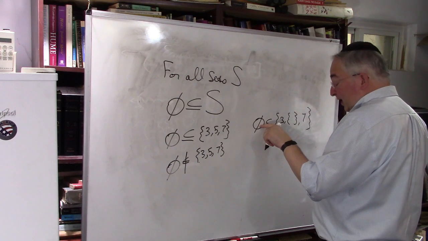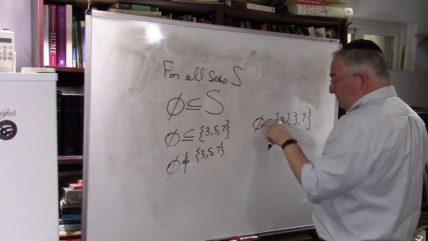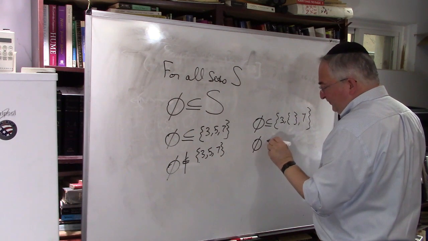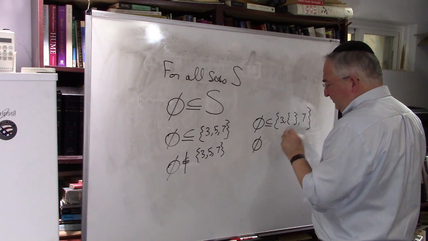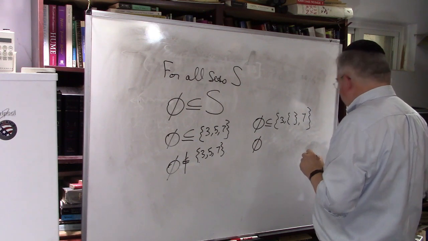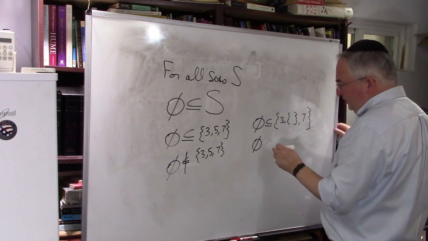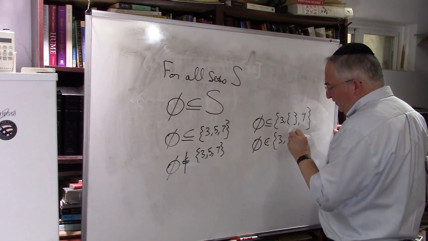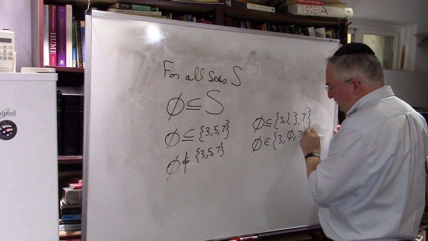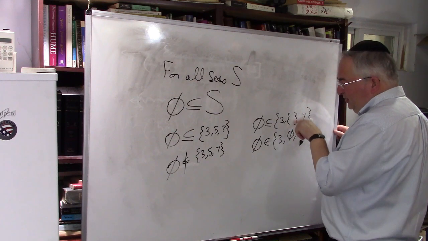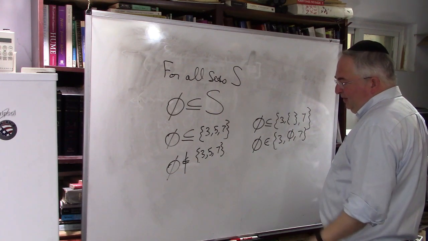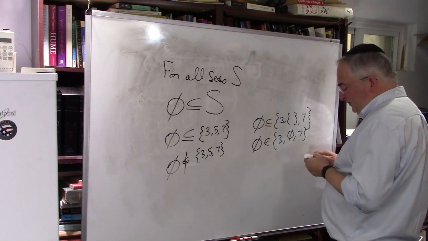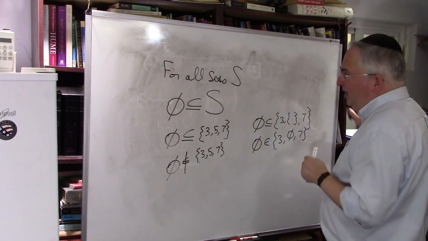This is, for all sets, the empty set is a subset of that. Okay, but in this case, I wrote it like that, but it doesn't matter. It is an element of that. These two sets are the same thing. These are just two ways of writing the same thing. So in this case, not only is it a subset, it is also an element. Okay, very good. Okay, next.